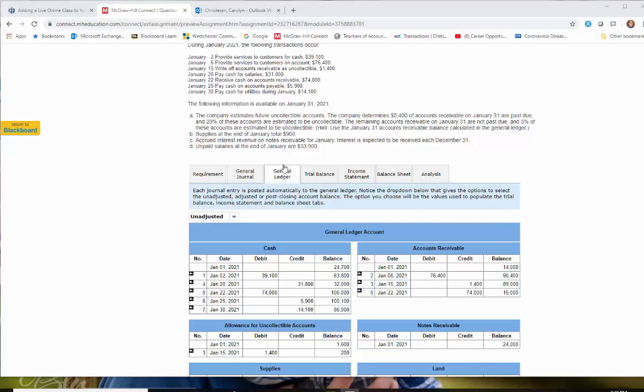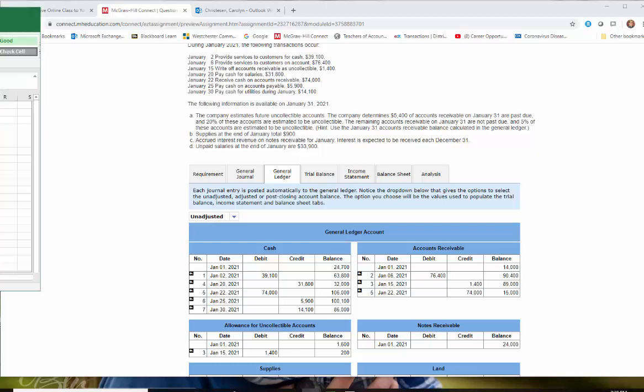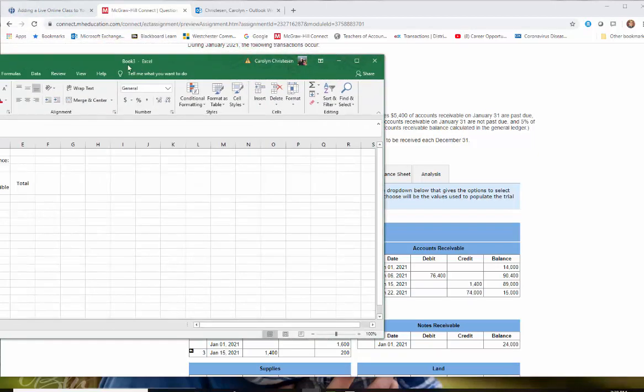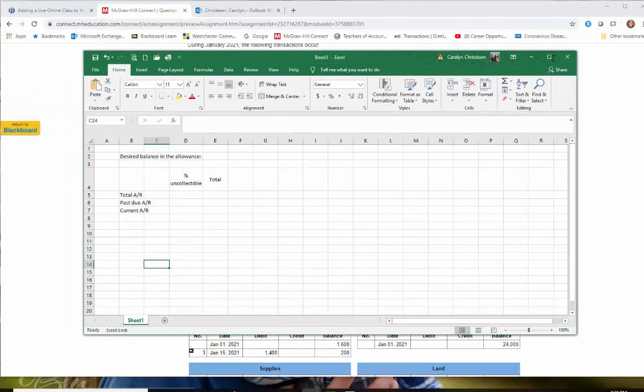So you'll see I have the general ledger tab open here. I'm in the unadjusted general ledger, and our accounts receivable balance right now is $15,000. I'm going to click back and forth between this and Excel as we do our calculation. All right, so here's our Excel.